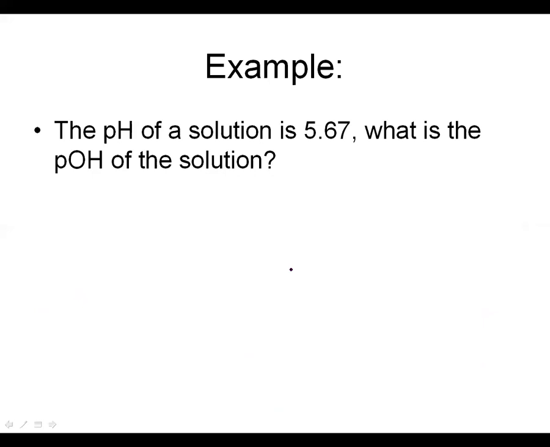All right, so I think you have another example here. So why don't you give this one a go? The pH of the solution is 5.67. What is the pOH? And while you're at it, why don't you calculate, just to make sure, the H plus concentration and the OH minus concentration? Give that a go. Take a minute or two, and then we'll talk about it.